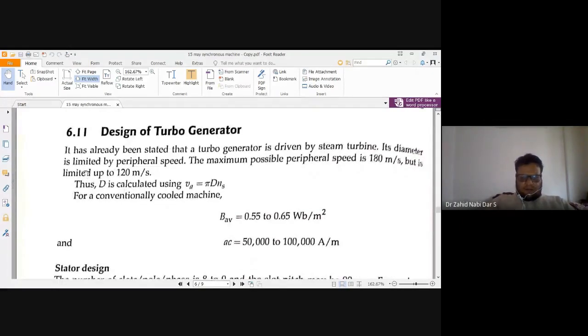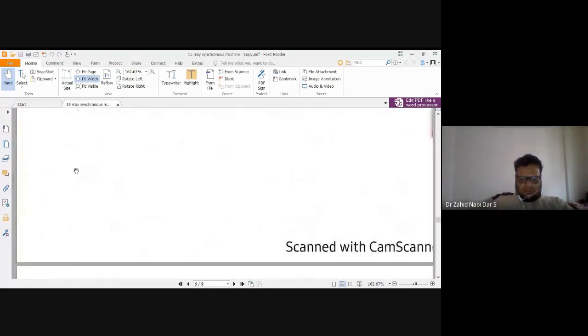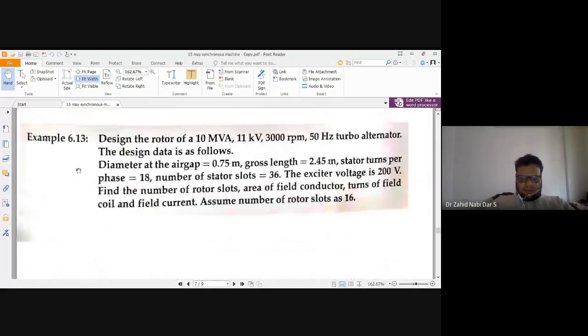So now design of turbo generators, tomorrow's class we'll take this, because today's class I want you people to write down this numerical. Thara, you read this numerical for me. Can you read? Yes, sir. Read, please read. I want you to read loudly.